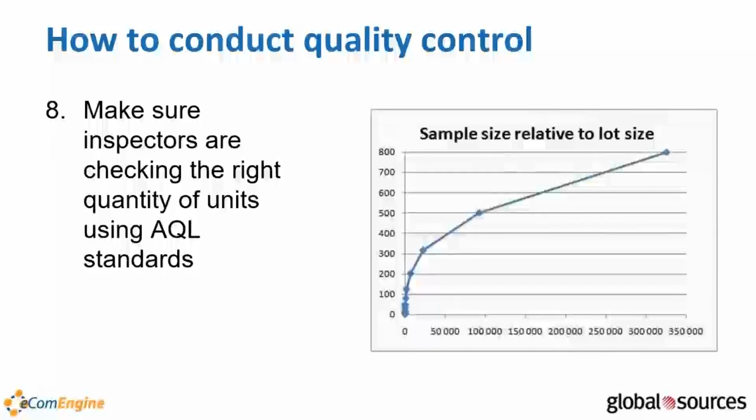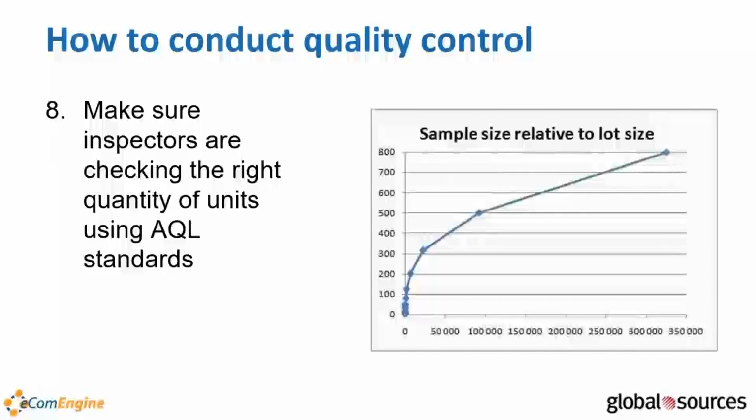Another thing to do is during inspections, make sure the inspectors are checking the right quantity of units using AQL, or acceptable quality levels. Using AQL, you can check whether the order meets your quality requirements without having to check every unit of the entire shipment. The AQL table helps inspectors choose a statistically significant sample for inspection, and it also tells you the number of defects that would be acceptable in that sample.